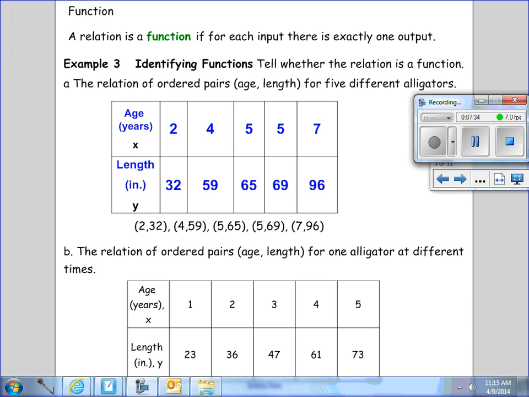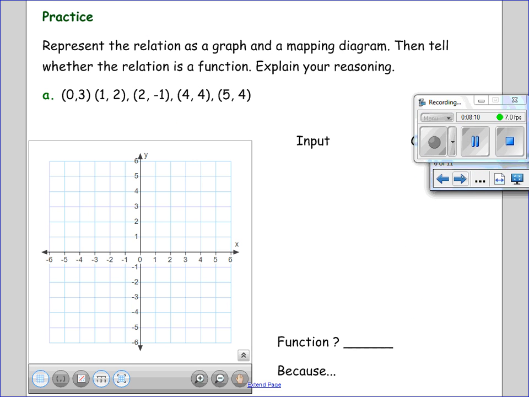In this example 3, we're going to identify if it's a function or not. Tell whether the relation is a function. So A is the relation of ordered pairs, the age and length for 5 different alligators. And B, the relation of ordered pairs for the age and length for one alligator at different times. So A is not considered a function because the 5 is not paired with only one. B, it is a function. So that's all you'll have to write, is function or not a function.